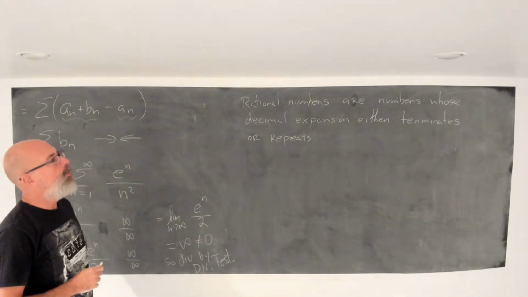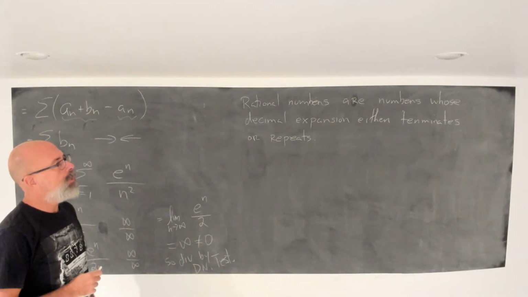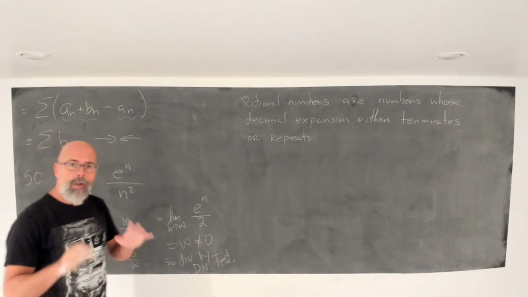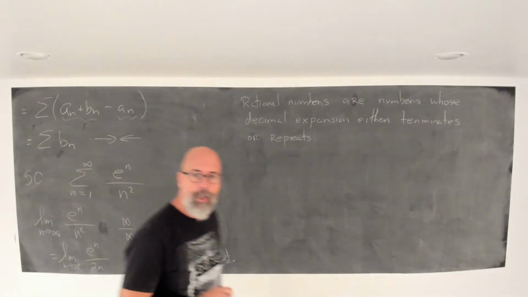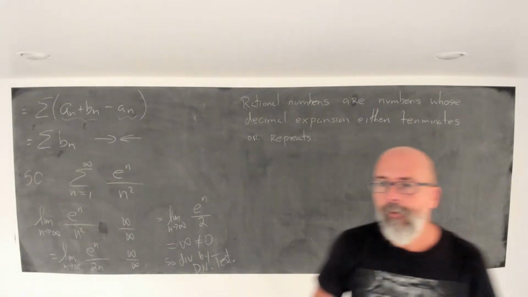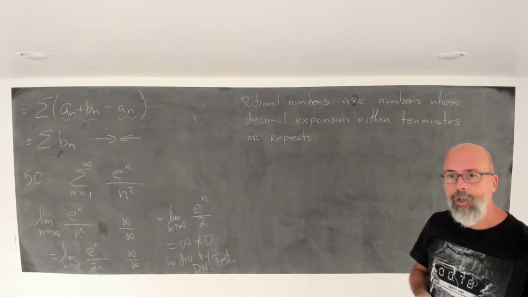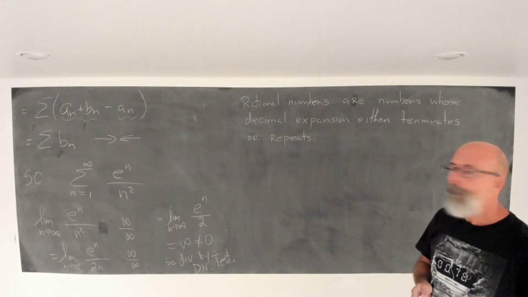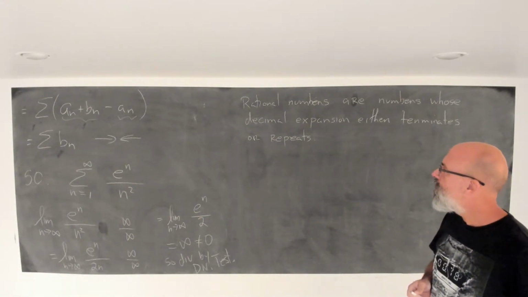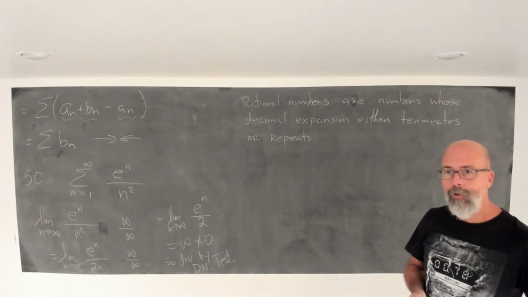So rational numbers are numbers whose decimal expansion either terminates or repeats. That was the definition we were given in high school. Or at least I was given in high school. But then when I got to university, suddenly we're using it different.